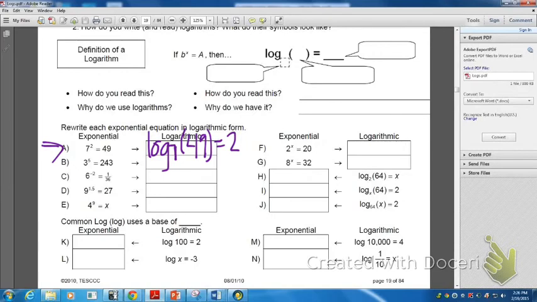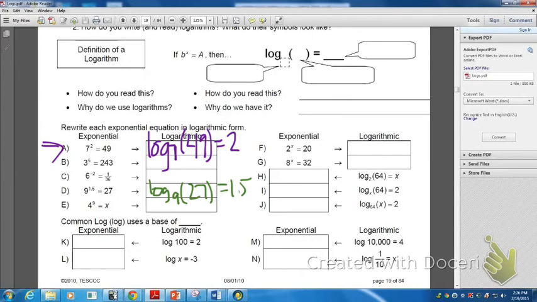Let's do one more of those. Let's go down to D. So we have log base 9 of 27 is 1.5. So there you go. We've got a decimal there, kind of what we started with, right? The 4.3.